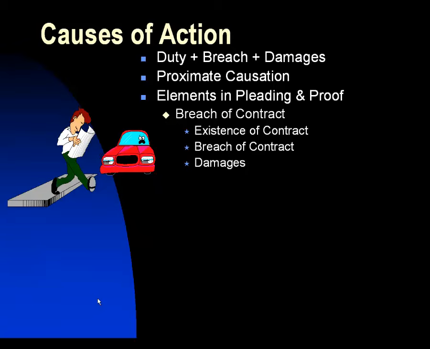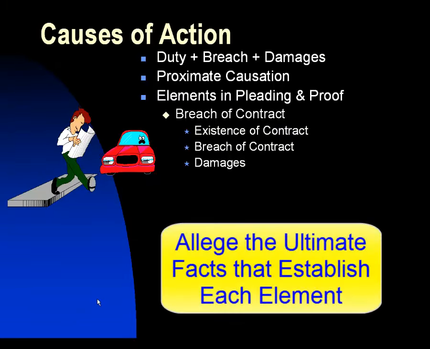Now we also have to plead and prove damages. So the plaintiff would say that as a result of the defendant's breach of the contract, the plaintiff lost $75,000 worth of tomato plants, for example. Now he has pleaded his damages. He's also going to have to prove these things, but as we say, every element must be pleaded and proved. For a breach of contract, there are three elements that must be supported by allegations of ultimate facts.